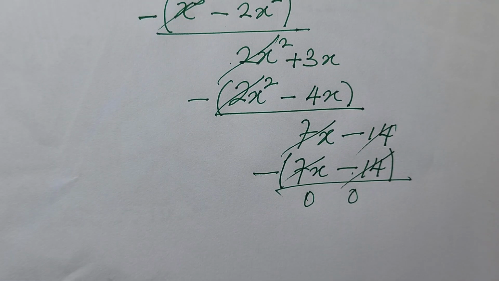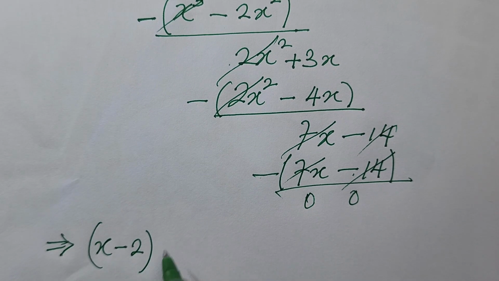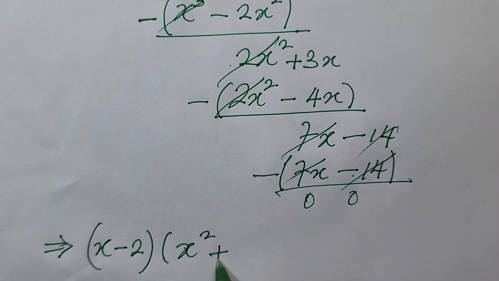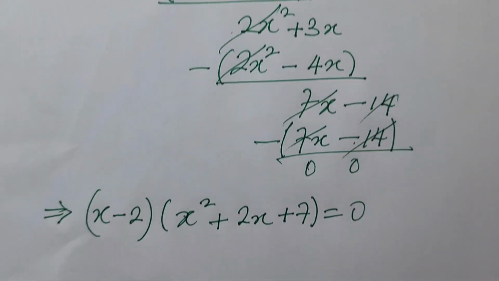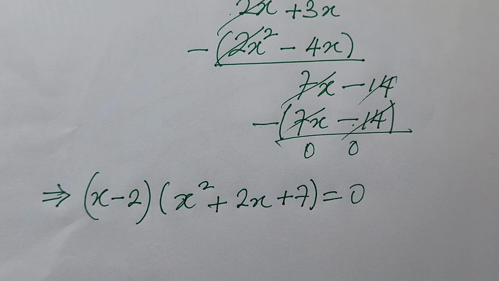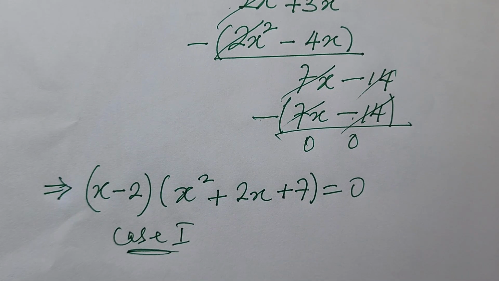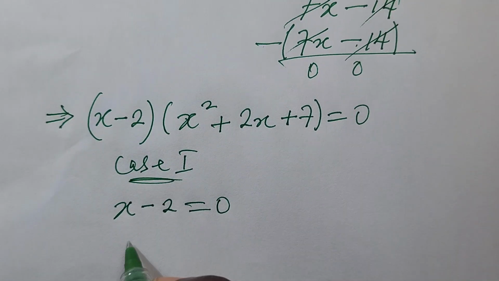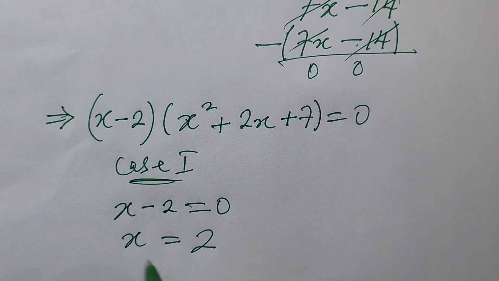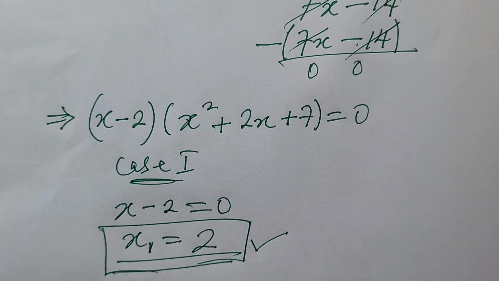So at the point where we have 0, we now have our equation to be x minus 2 plus bracket, x to the power of 2 plus 2x plus 7, everything equal to 0. So we have two cases from here now. So we're going to solve case 1 and case 2. Case 1, we have x minus 2 equal to 0. So we have x is equal to positive 2. This is our x1, the first value of x.